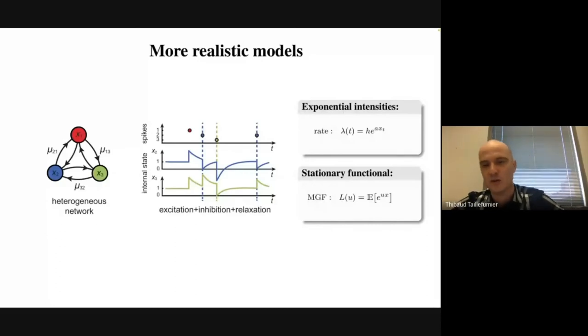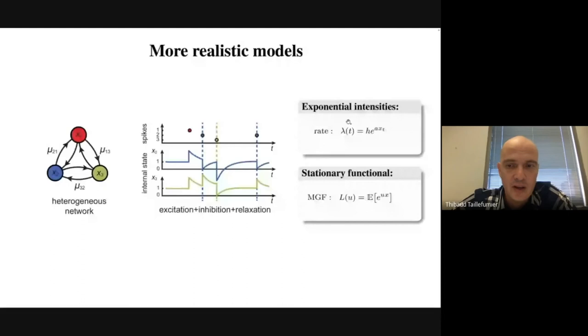And a is another parameter. And so now, based on the functional form of the model, the natural quantity to consider is no longer the probability generating function, it's going to be the moment generating function, which is the stationary expectation of e to the ux, where u is a variable.